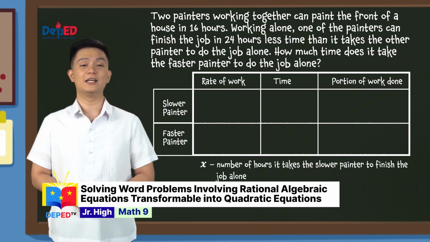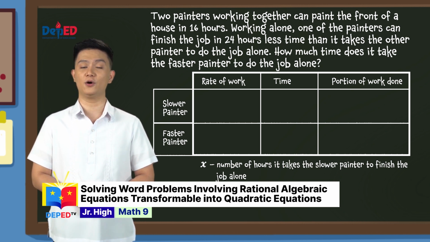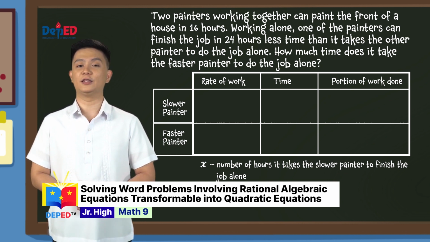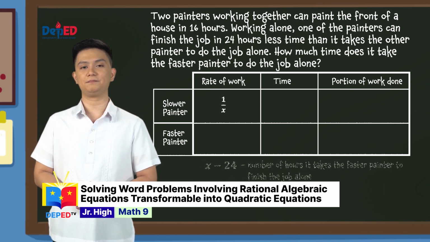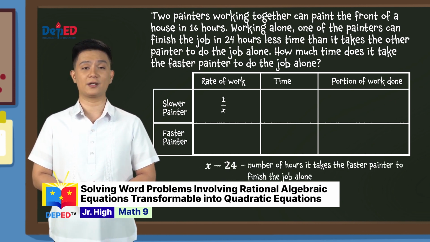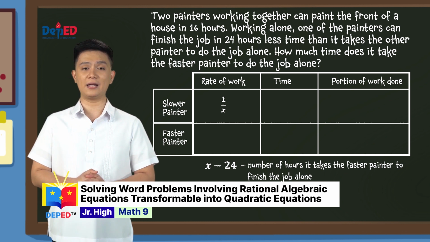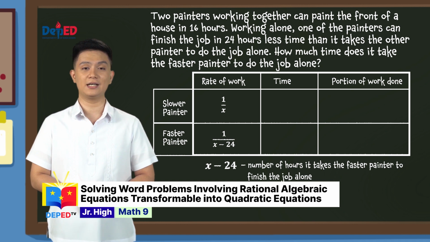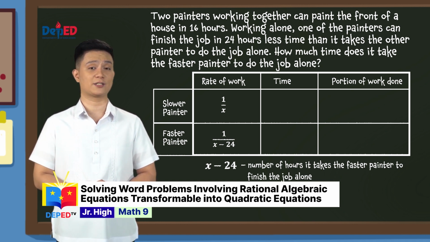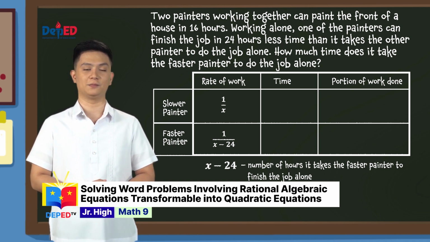We let x be the number of hours it takes the slower painter to finish the job alone. This means that the painter's rate is 1 over x. He or she can accomplish 1 over x of the job per hour. It follows that it takes x minus 24 hours for the faster painter to finish the job alone. This means that this painter's rate is 1 over x minus 24. He or she can accomplish 1 over x minus 24 of the job per hour.